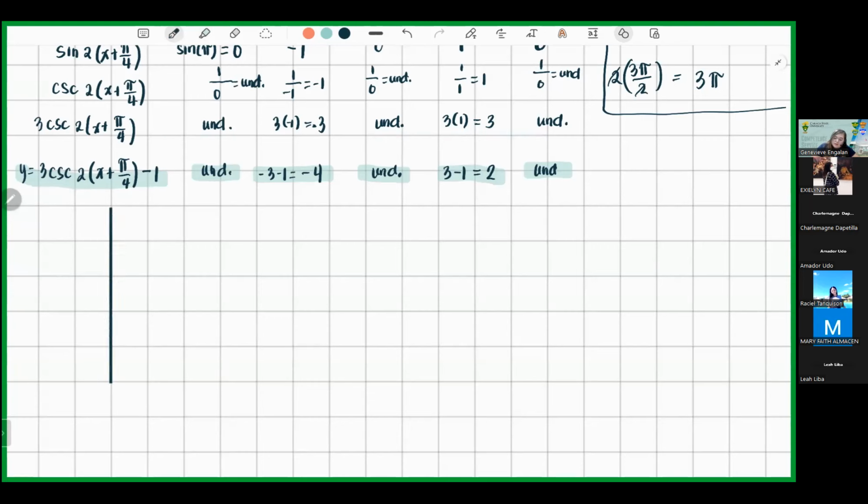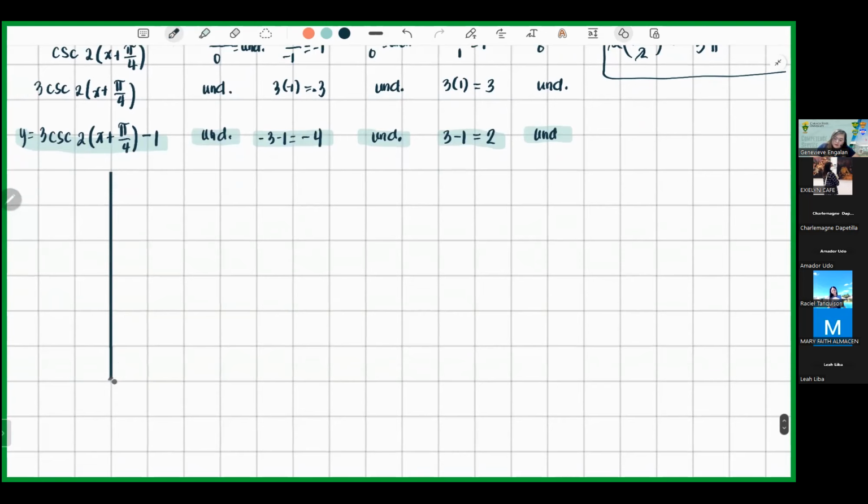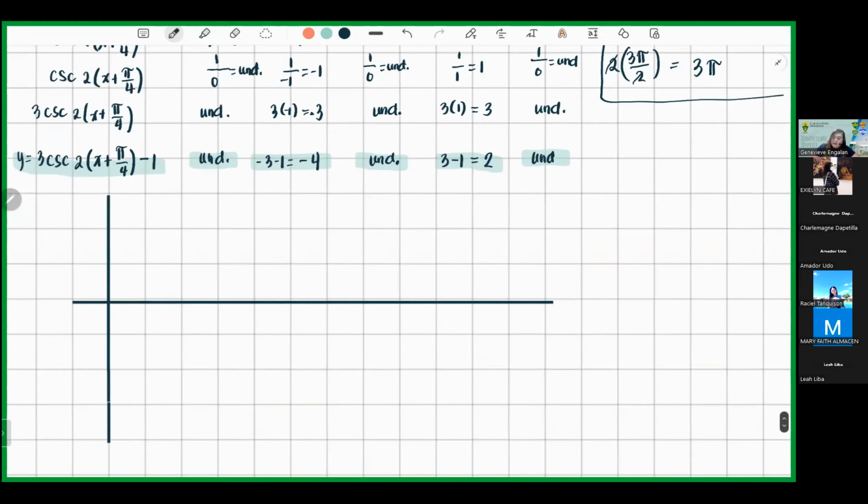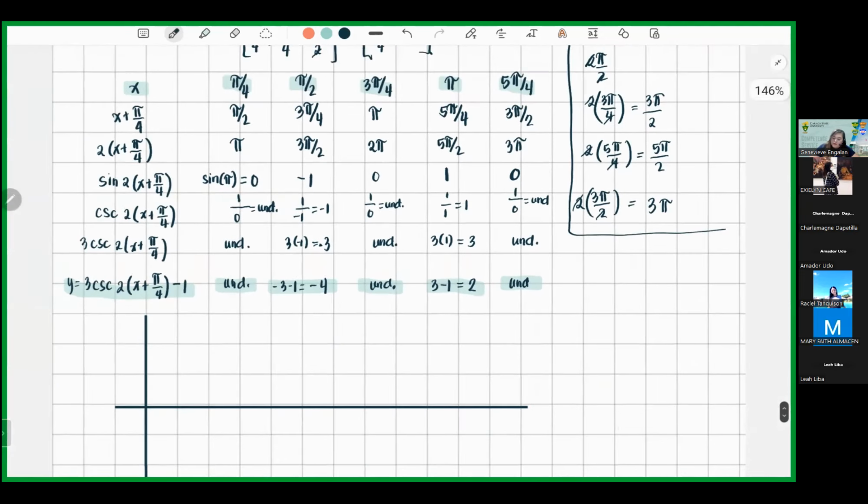So we plot 2 and negative 4 there. Then we have the x values: pi over 4, next pi over 2, next 3 pi over 4, pi, and 5 pi over 4.